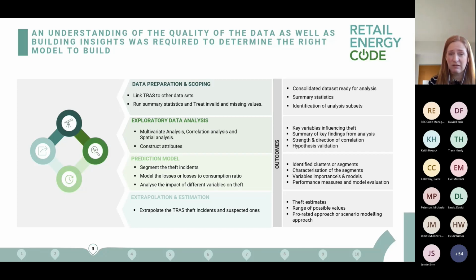We had some summary statistics to give an overview of what the data was telling us. And we had identified some of the subsets that were required to run the models, which we'll go through in a bit. But we also did some exploratory analysis. So this was understanding the limitations of the data, some statistical summaries, and we did quite a lot of visualization of the data as well.